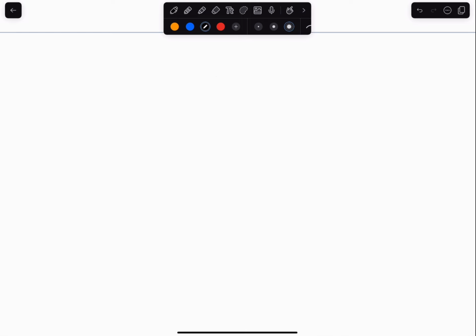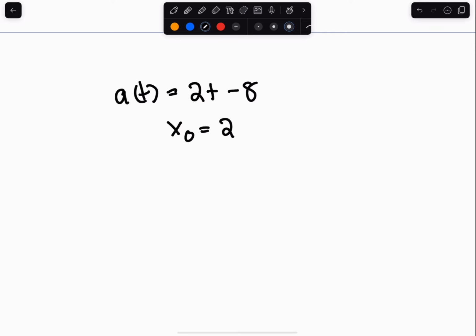Now we're going to end off with a pretty difficult problem, so buckle up. Given an acceleration function, a of t equals 2t minus 8, initial position at 2 meters, and initial velocity at 1 meters per second, find position after 3 seconds.